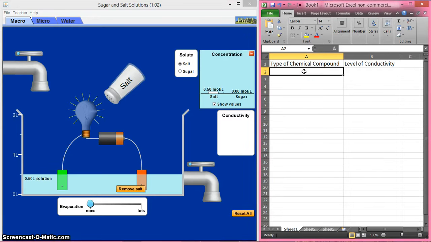What is its level of conductivity? Very high, high, low, very low, or none at all.